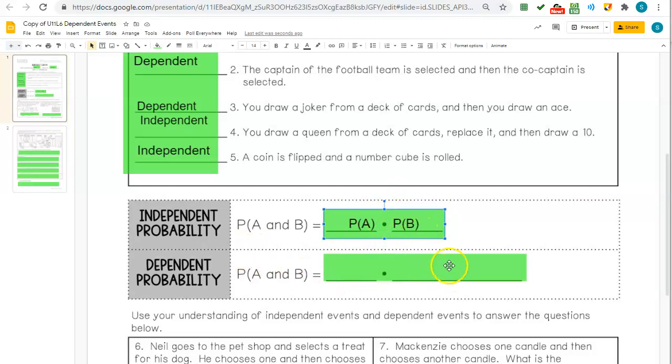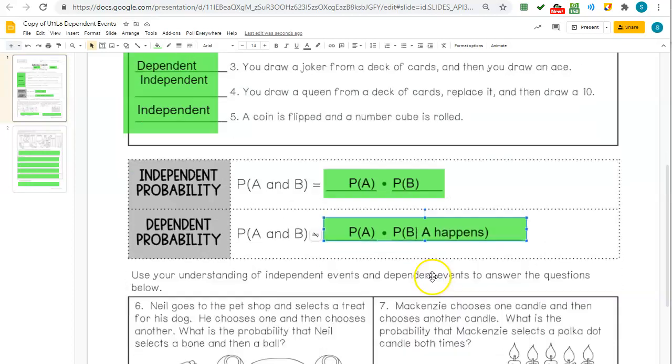Now for dependent probability, you'll see that it is a little bit longer here. The first part is still the probability of A times the probability of B if, and this vertical line is sort of going to be an if statement, if A happens. Alright, so this fraction, last time we were saying the fraction would always be the same. This time the fraction might change a little bit. It's still a multiplication. It's just a multiplication of a slightly different fraction.